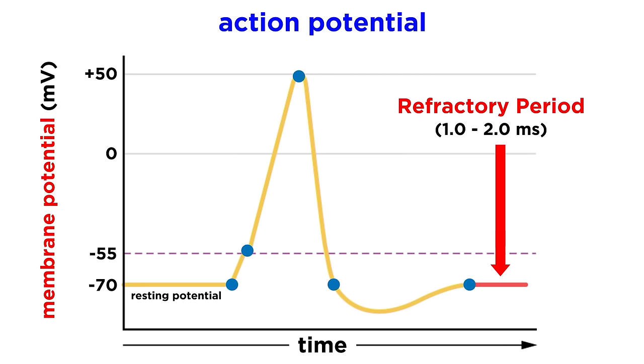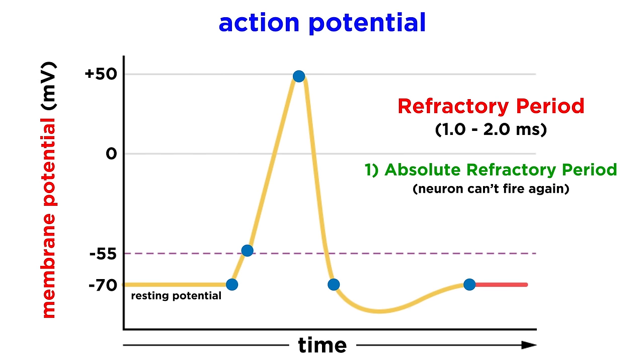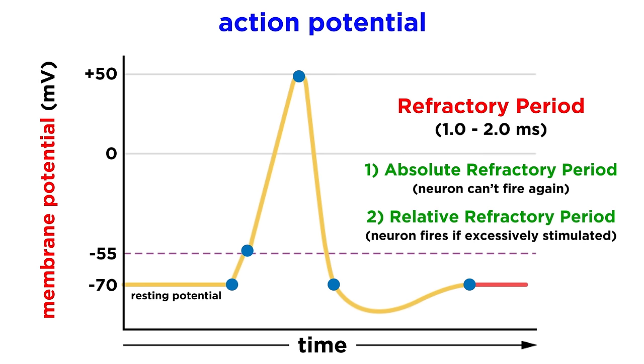Once reestablished, there will be a refractory period of around 1 to 2 milliseconds, where the neuron is incapable of firing again, which we call the absolute refractory period, after which there is a brief relative refractory period where it is possible for the neuron to fire again, but only through excessive stimulation. Then the neuron returns to its normal resting state.